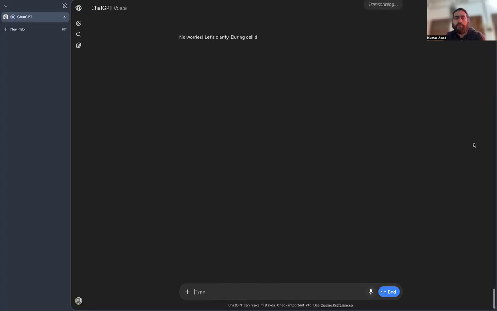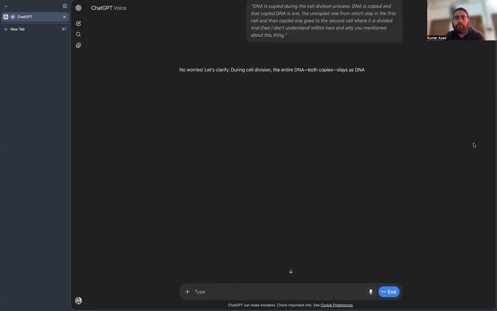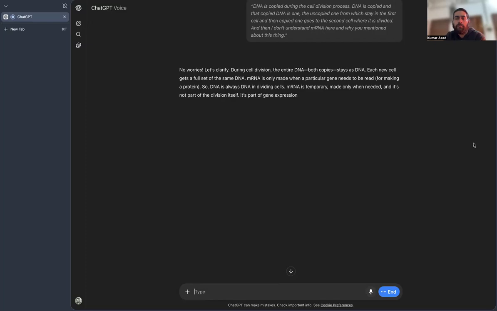No worries, let's clarify. During cell division, the entire DNA, both copies, stays as DNA. Each new cell gets a full set of the same DNA. mRNA is only made when a particular gene needs to be read for making a protein. So DNA is always DNA in dividing cells. mRNA is temporary, made only when needed, and it's not part of the division itself. It's part of gene expression, not inheritance.